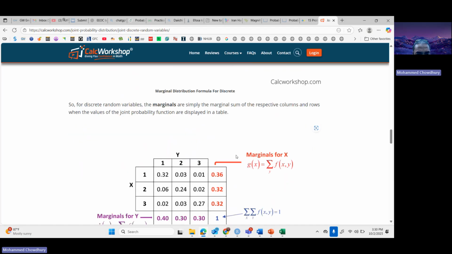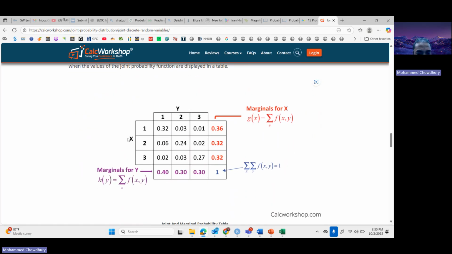Okay, so see, x and y, these are two random variables. X can take value 1, 2, 3. Y can take value 1, 2, 3. And this is the probability 0.2, 0.32. 0.32 is the probability that x equal to 1 and y equal to 1. 0.03 is the probability that x equal to 1 and y equal to 2. 0.27 is the probability that x equal to 3 and y equal to 3. These are the 9 probabilities.